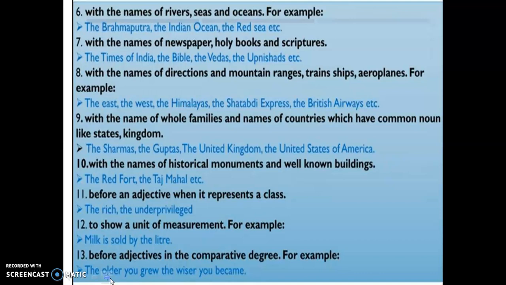Eleventh one, before an adjective when it represents a class: the rich, the underprivileged. Twelfth rule, to show a unit of measurement. For example, milk is sold by the liter. Before adjectives in the comparative degree. For example, the older you grew, the wiser you became.